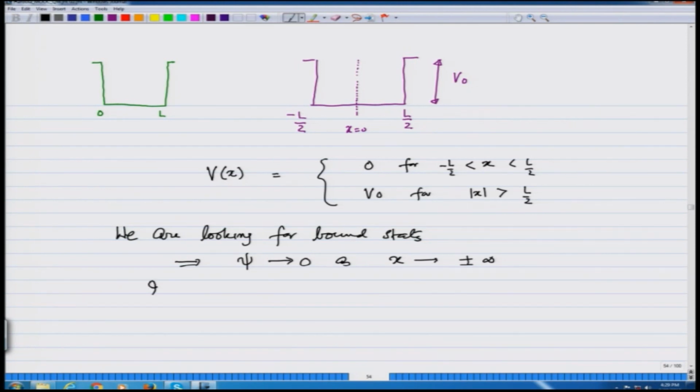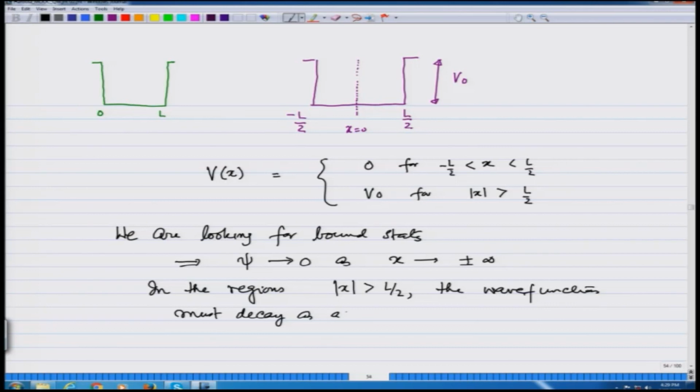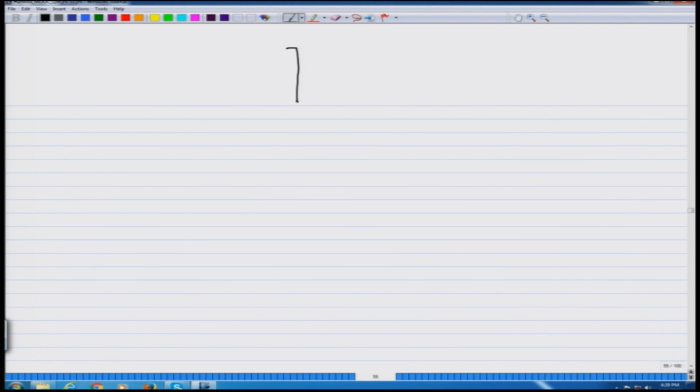So, in the regions mod x greater than L by 2, the wave function must decay as a function of x. So, let us now solve this by writing the Schrodinger equation. So, here is my potential, let me write it again. Here is x equals 0, minus L by 2, L by 2.